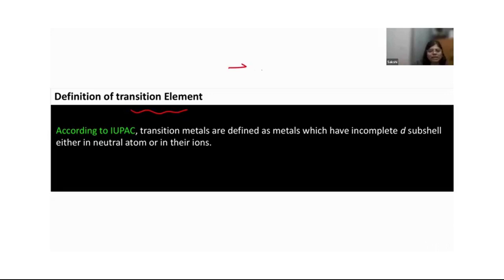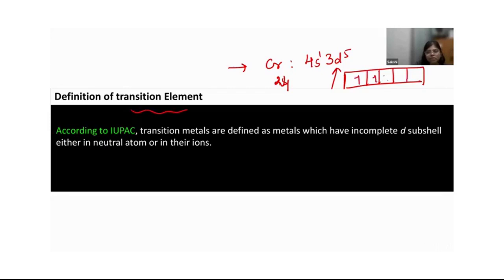Okay. So for example, let me consider the electronic configuration of, let's say, chromium. The atomic number is 24. So the electronic configuration is 4s1 3d5. If I look at the D subshell, this is how I draw the D orbitals: 1, 2, 3, 4, 5. So I have 5 electrons and all electrons are unpaired, right? So the D orbital is incomplete. The D orbital can hold a maximum of 10 electrons, and you can see here the D orbital is incomplete, right? If it is incomplete, that means yes, it is a transition element, okay?